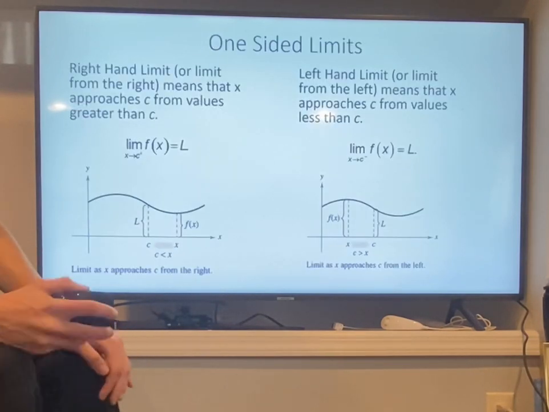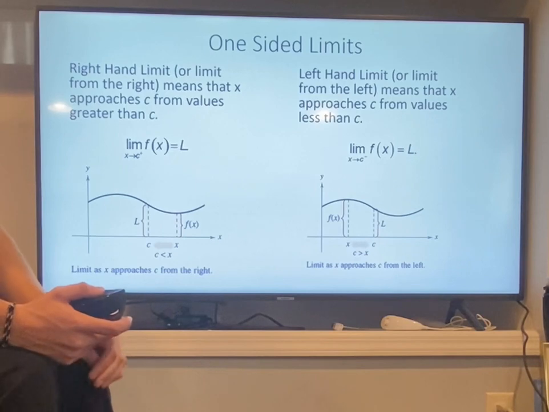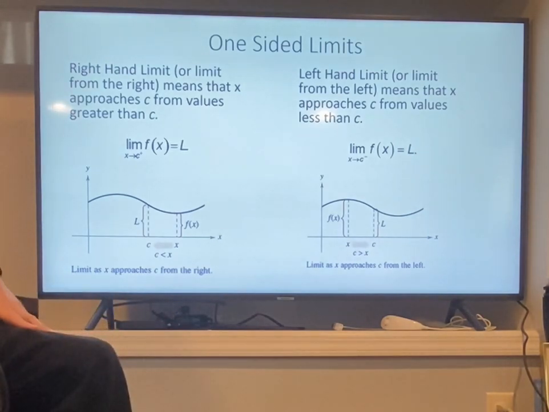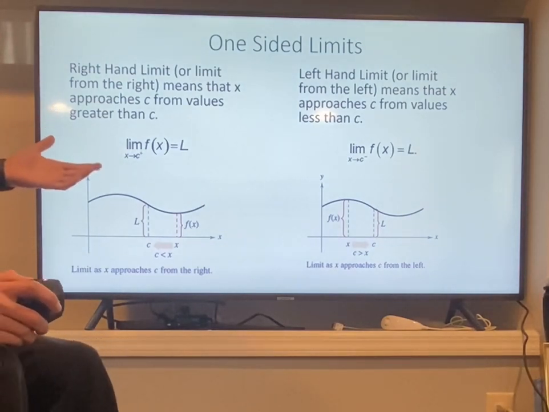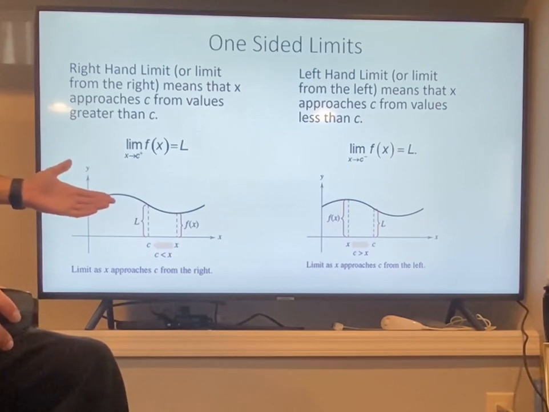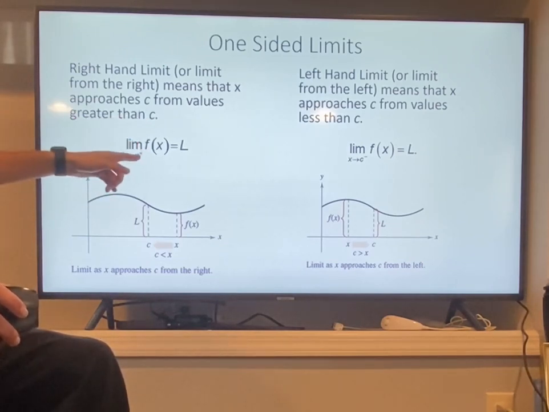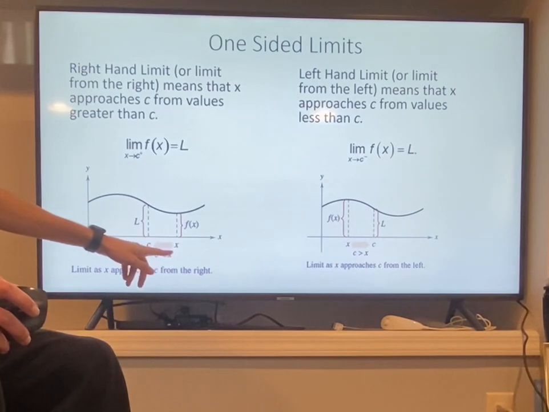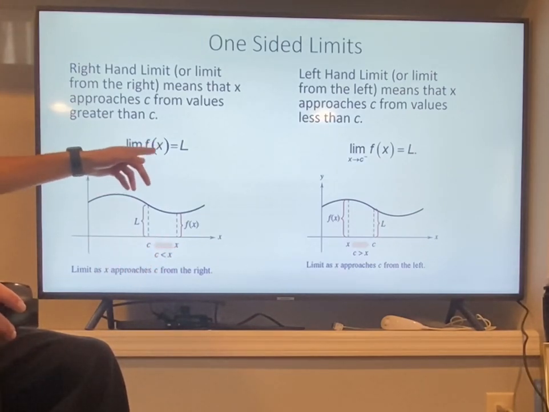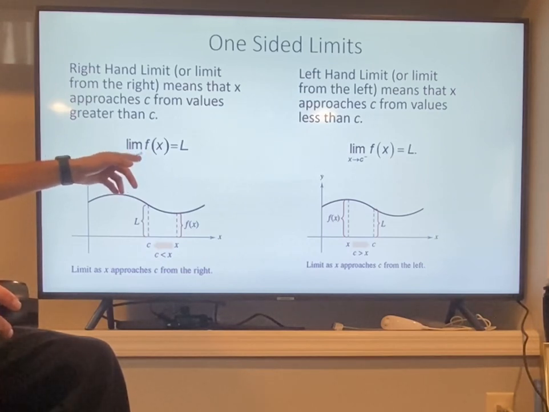Okay, so you noticed I said the limit does not exist? Well, we're talking about limits from both sides. You need to talk about limits from one side first. So we've got a right-handed limit, or a limit from the right, meaning that x approaches c from values greater than c, denoted by the limit of f of x as x approaches c with a little plus right here.